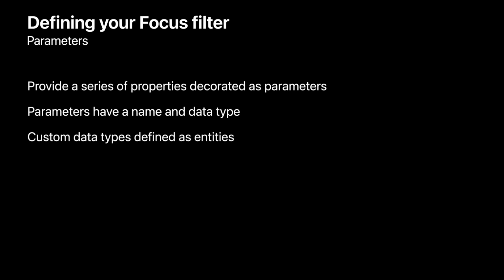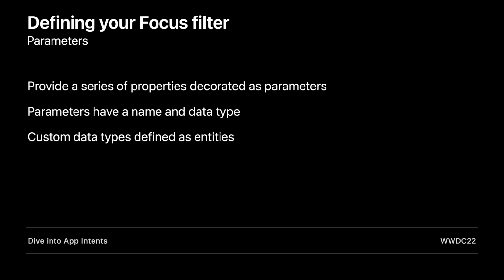If you have a custom data type that you would like to have configured, you can make it an entity, which will allow you to decorate it as a parameter. To learn more about entities and app intents, watch the Dive into App Intents session. When defining your focus filter, you will only specify the data type and the name for each parameter. It is up to users to configure the value of the parameter that would apply during each focus.